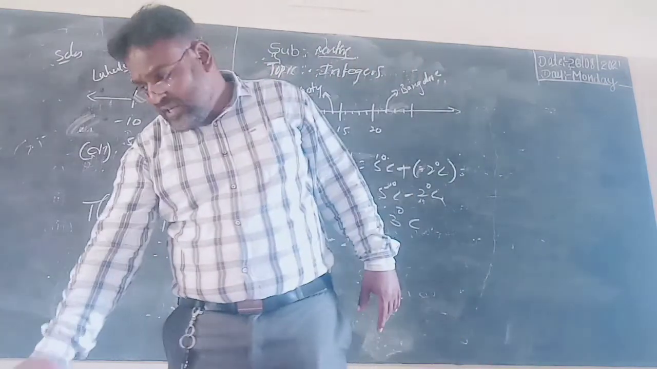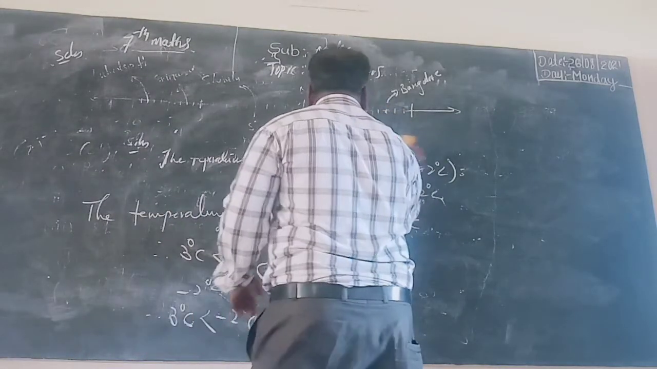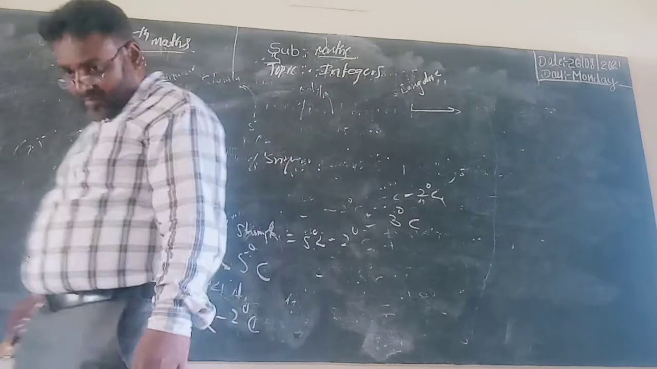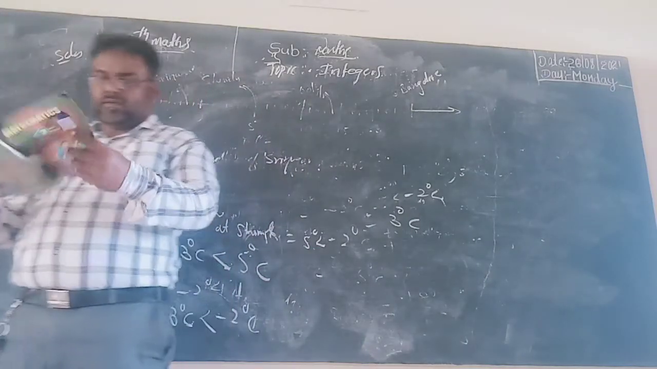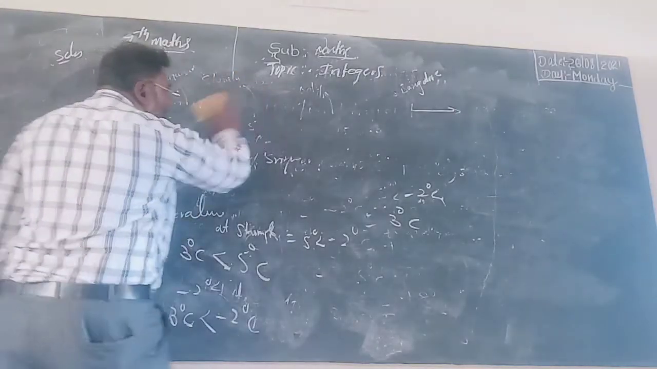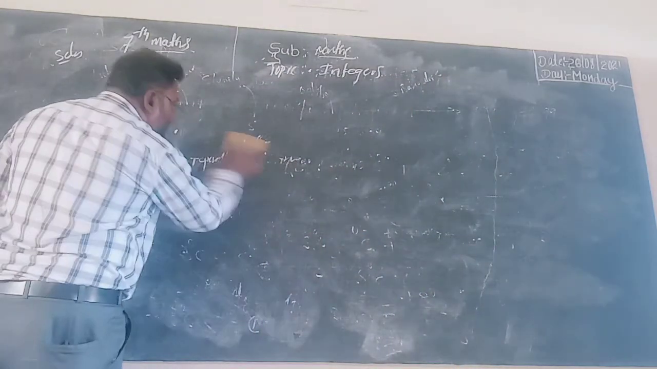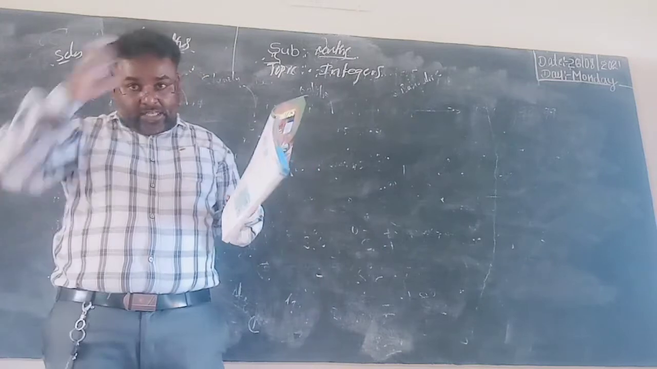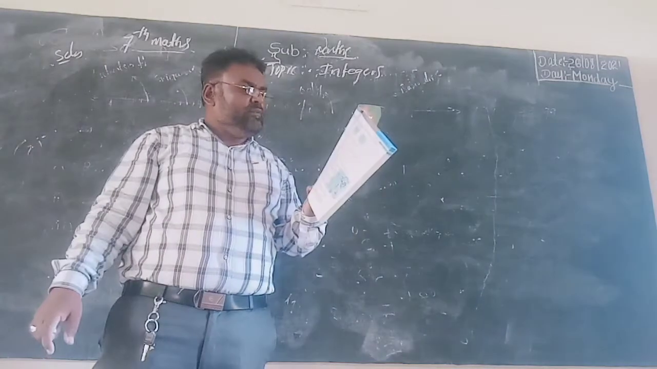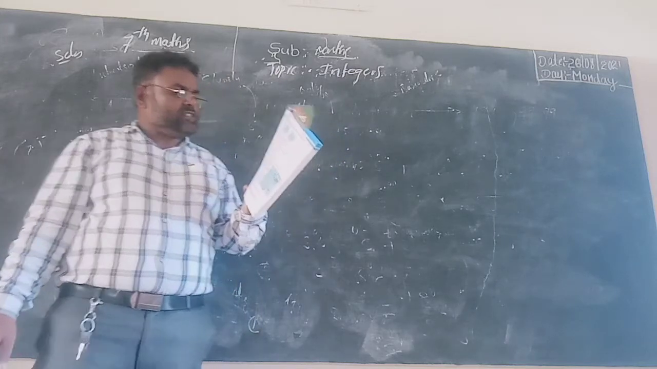Okay. Now go to the second question. What is the second question? Listen here. Second question: in a quiz, positive marks are given for correct answers and negative marks are given for the incorrect answers.